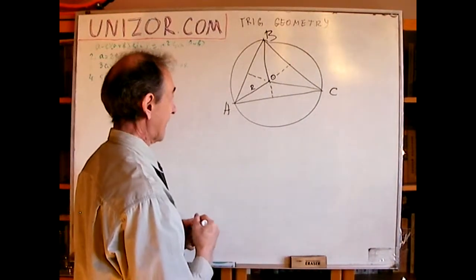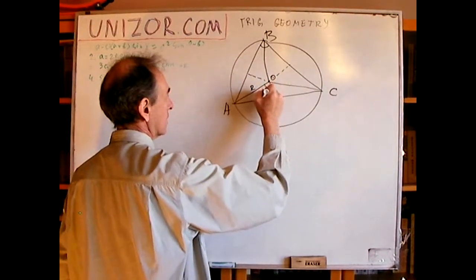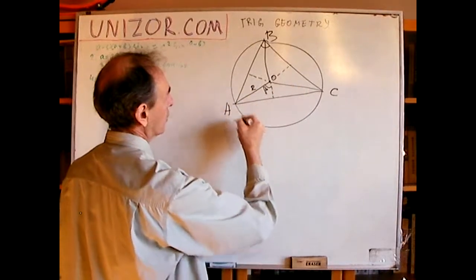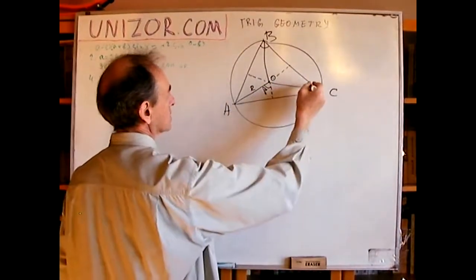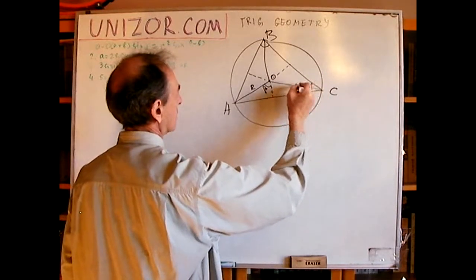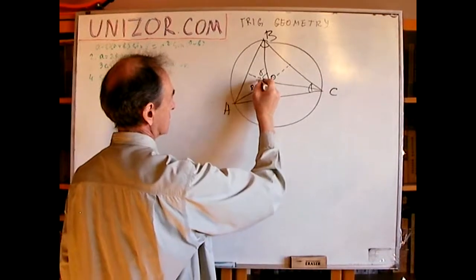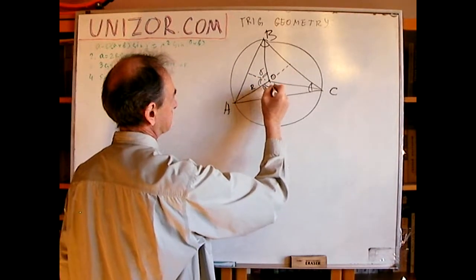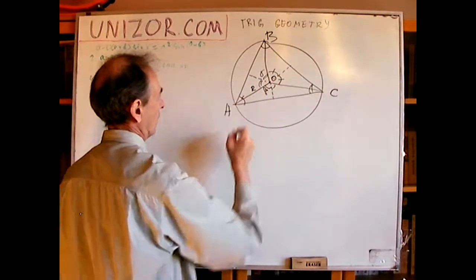So, as before, if this is an angle beta, this is an angle beta, because this is half of the central angle, which is supported by the same arc as this inscribed angle. Similarly here, if this is gamma, then this is gamma as well, and this is alpha. Okay?